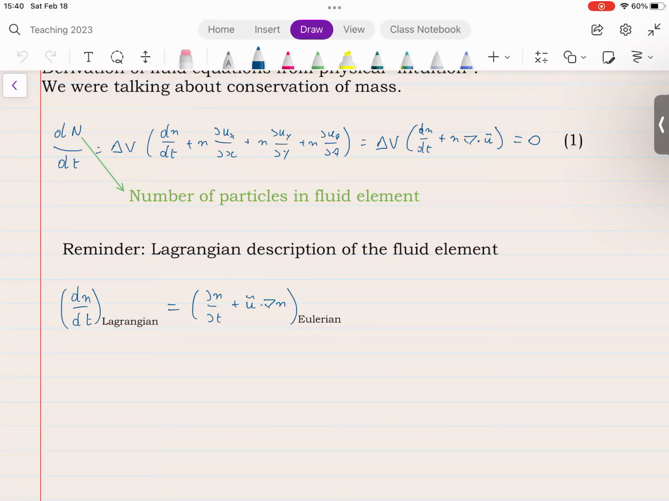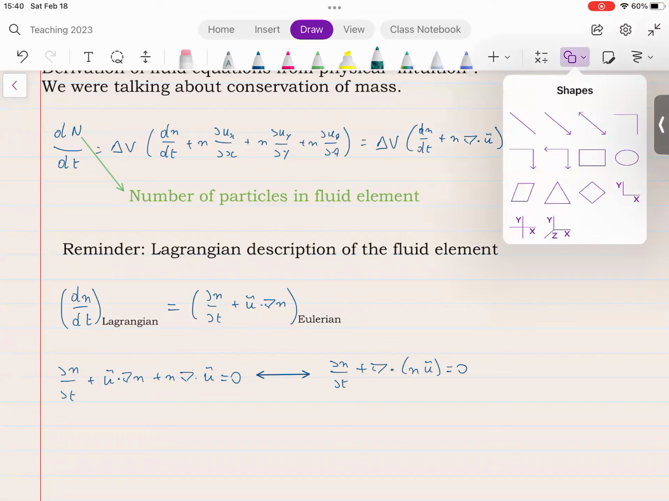Then I'm just going to work on that, and I'm going to rewrite it now in the Eulerian system, partial dn over dt plus u dot grad n plus n divergence of u equal to 0, which I can transform into the form that's more commonly used, partial dn over dt again, plus divergence of n times u equal to 0. And that is our continuity equation.